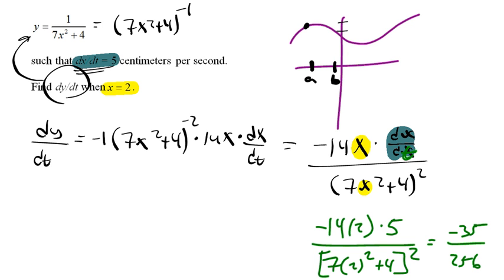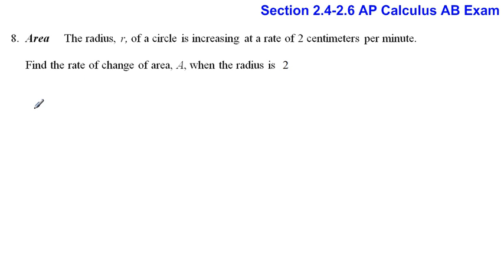Let's go on to the next one, number 8. This is an area problem. The radius r of a circle is increasing at a rate of 2 centimeters per minute. So the radius is growing 2 centimeters per minute. Find the rate of change of the area A when the radius is 2. So I want to find out when the radius is 2 centimeters, how is the area changing? Is it changing greatly? Small? How big or how small is this thing changing? That's the power of the derivative that's going to help us right now.